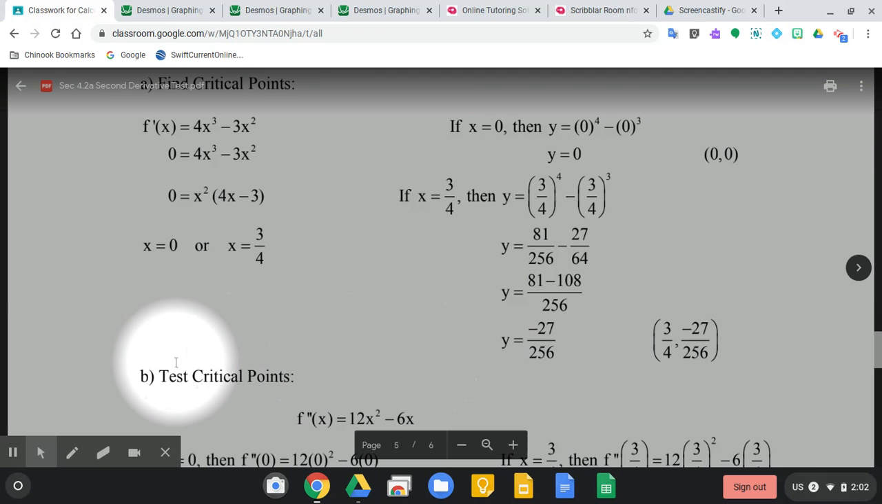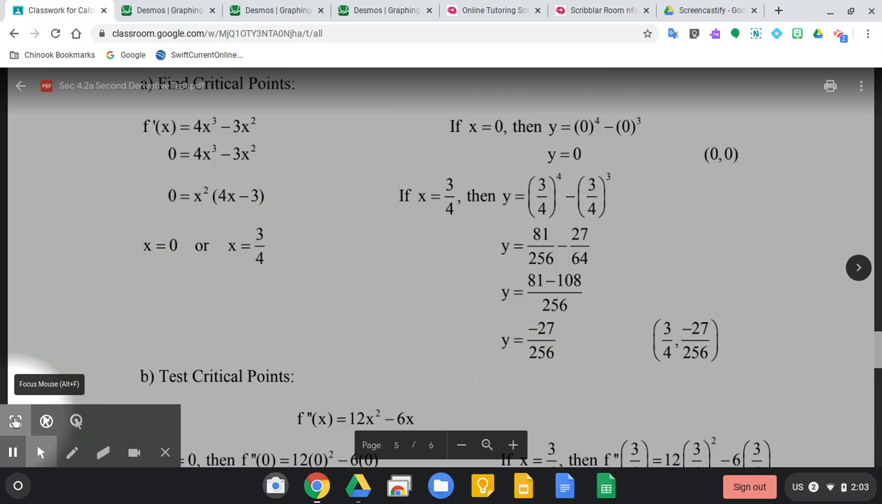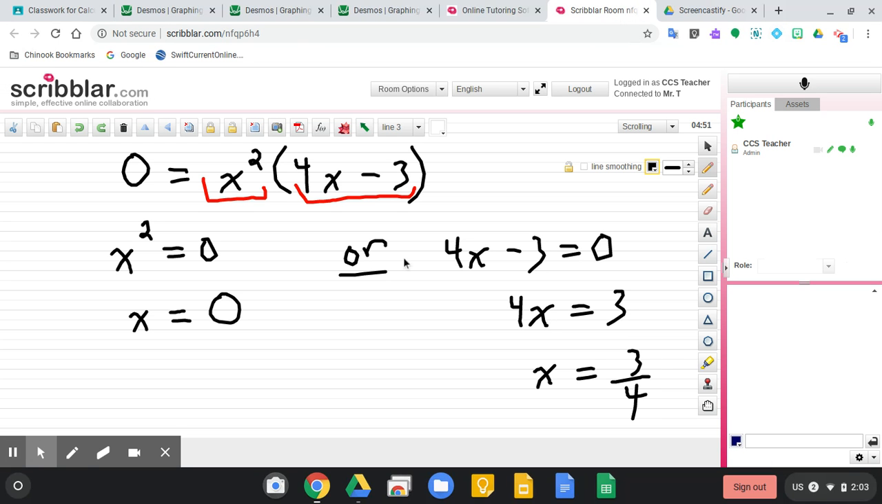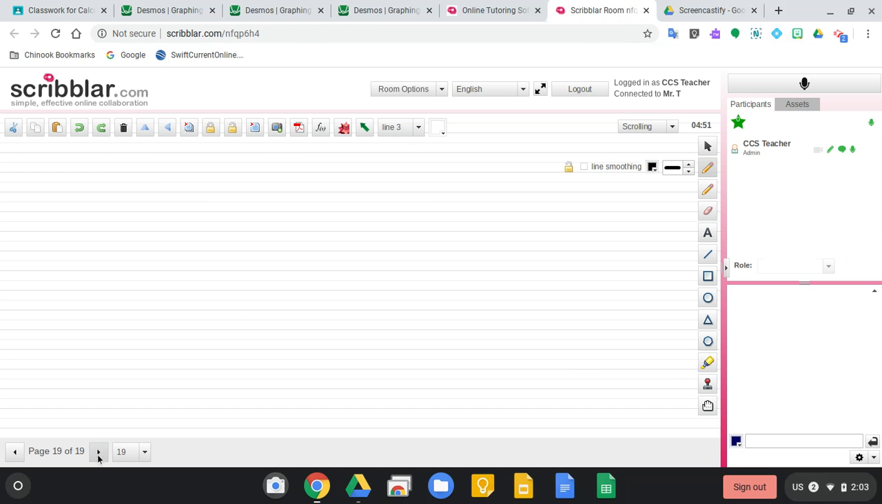All right, we need to test our critical points. So I'm going to go back to my scribbler. We have these values. Now I need to find my inflection points. So to me, that's always step 3. Step 1, find critical points. Step 2, test. Oh, we haven't tested our critical points yet. Sorry. What am I doing here?